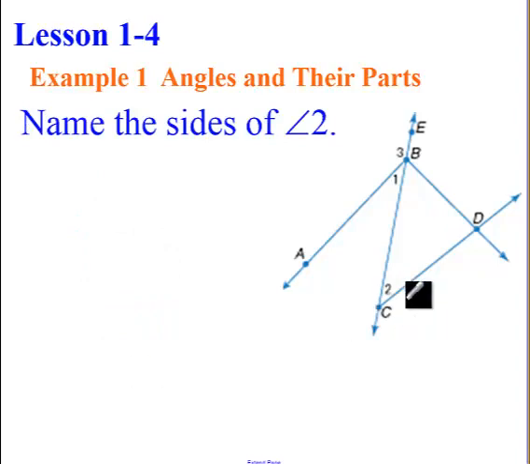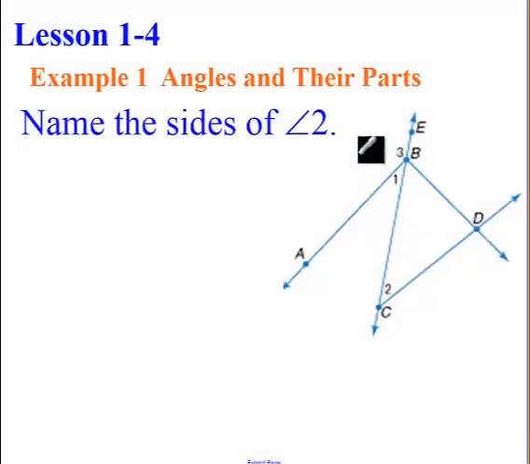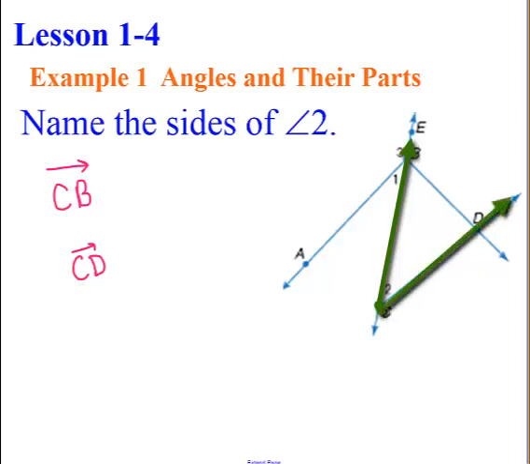So we would first want to locate angle 2 in our picture, and then we want to name the sides. Remember that the sides of an angle are rays. So the first one would be ray CB, and the second one would be ray CD. And you want to start off with C because it's the vertex of the angle.